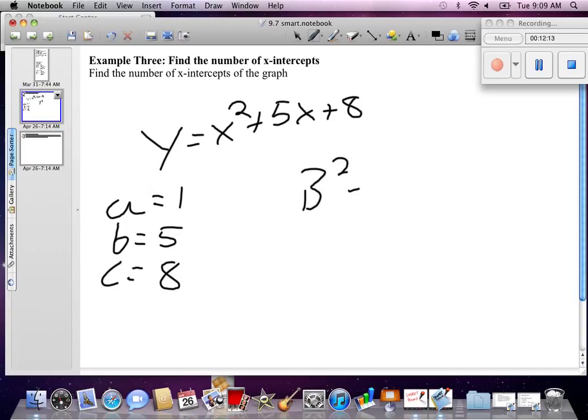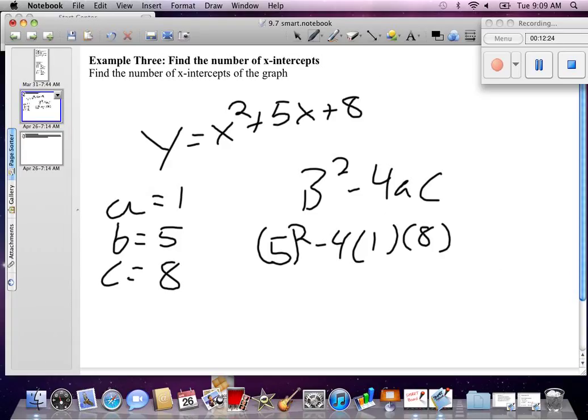Can you put this in the b squared minus 4ac for me? 5 squared minus 4 times 1 times 8. Thank you. Kirsten, can you plug that in your calculator for me? -7. Okay. Amaje? We got a -7. How many solutions are there going to be? 0. 0 solutions. Very nice.